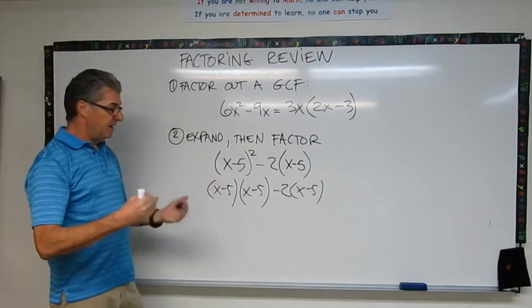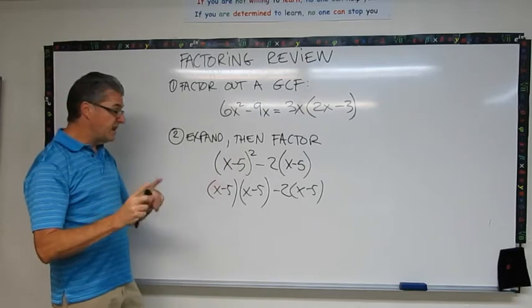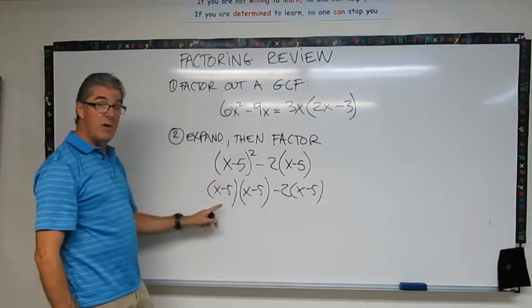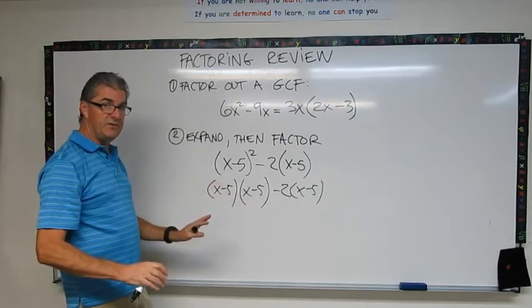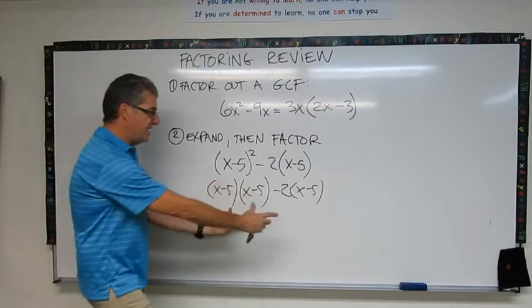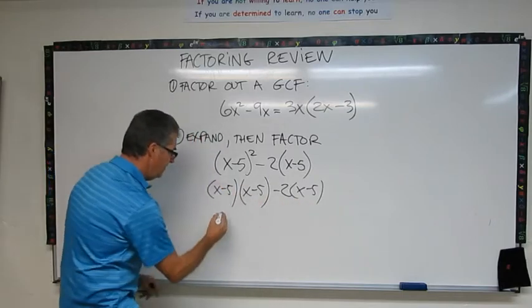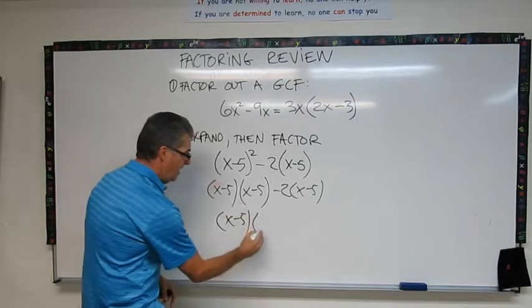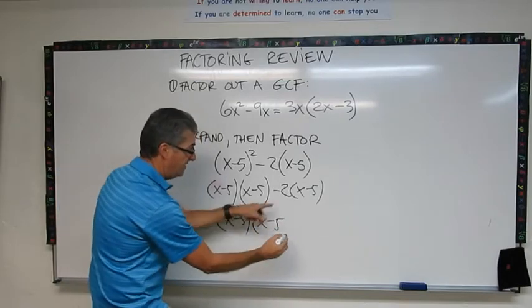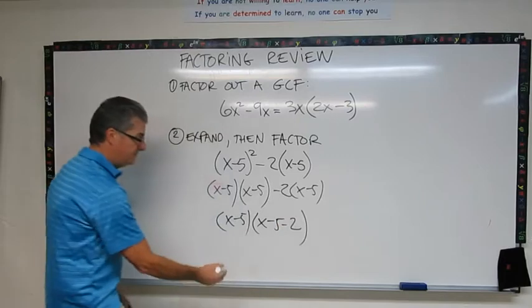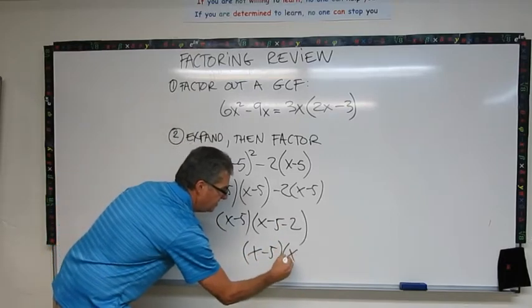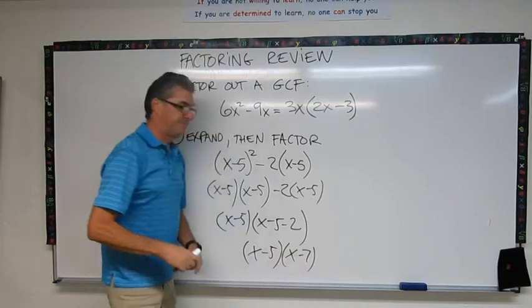And now, again, this is a little harder to see, but my greatest common factor is my x minus 5. I have two of them over here, so that's what makes it confusing. But what we can do is take out this x minus 5, and what's left? We have x minus 5 and the minus 2. Finishing up, x minus 5 times x minus 7.